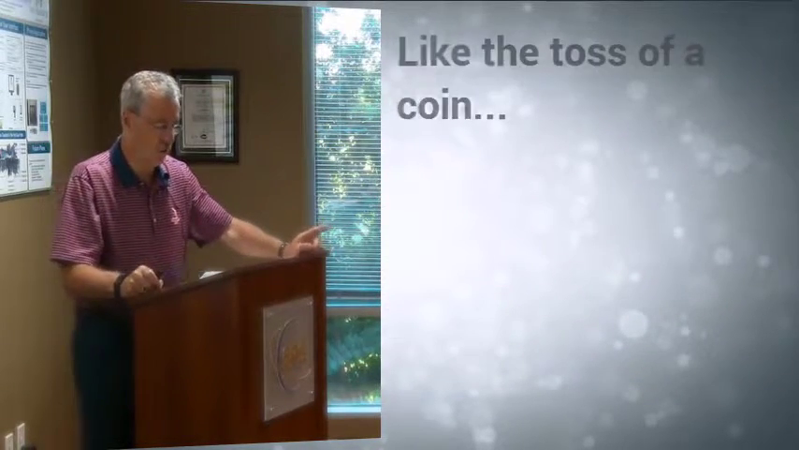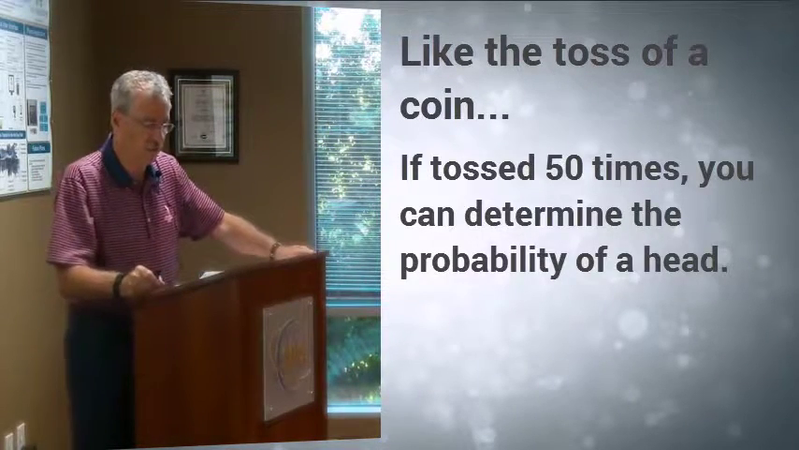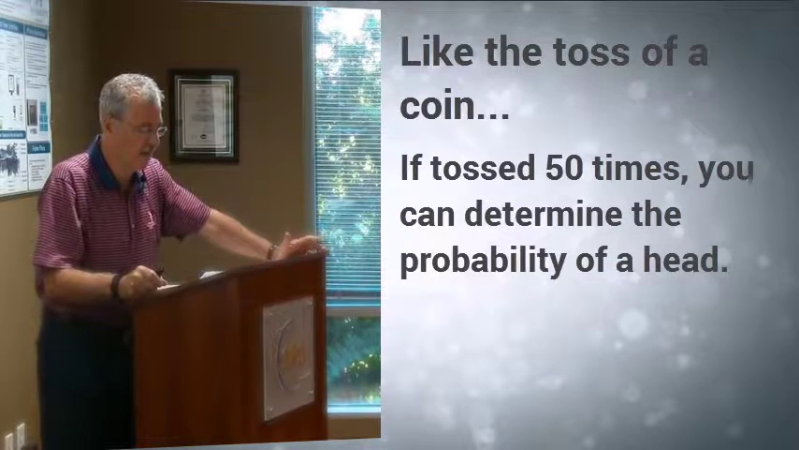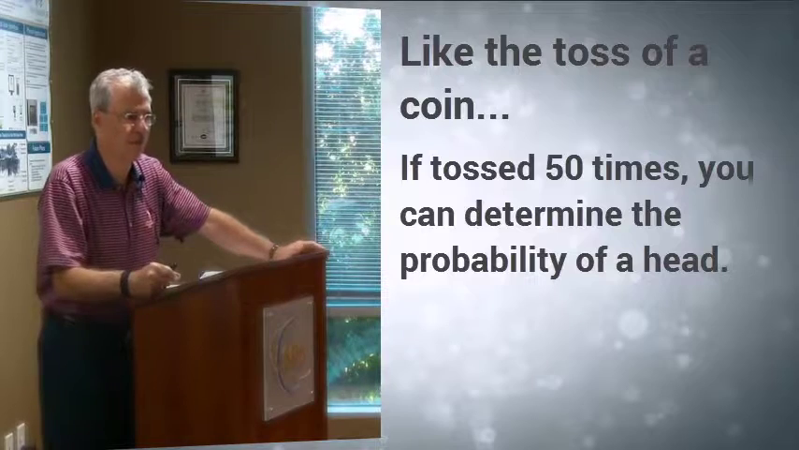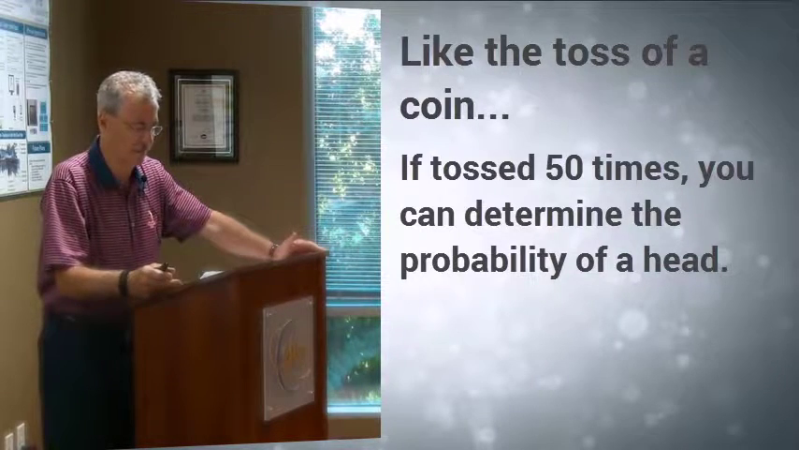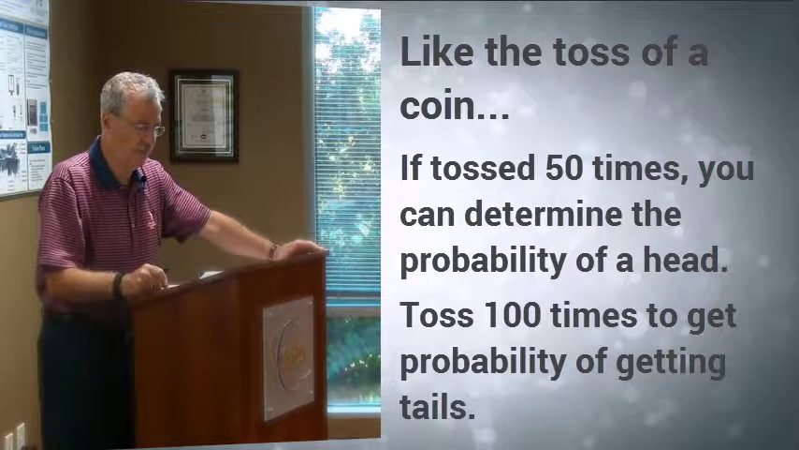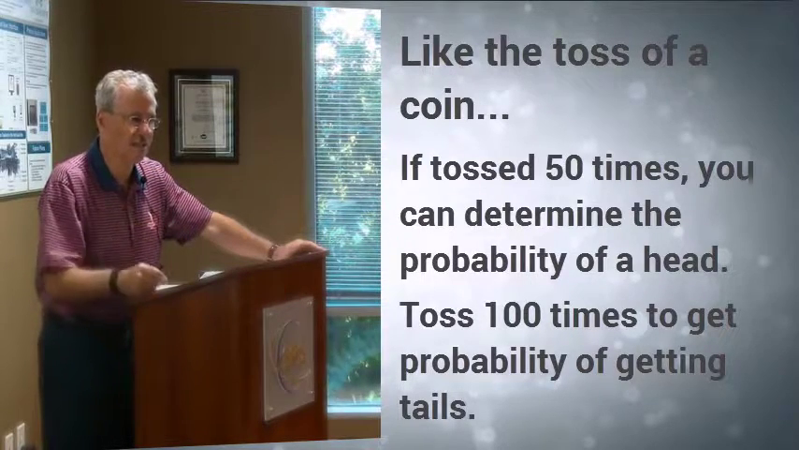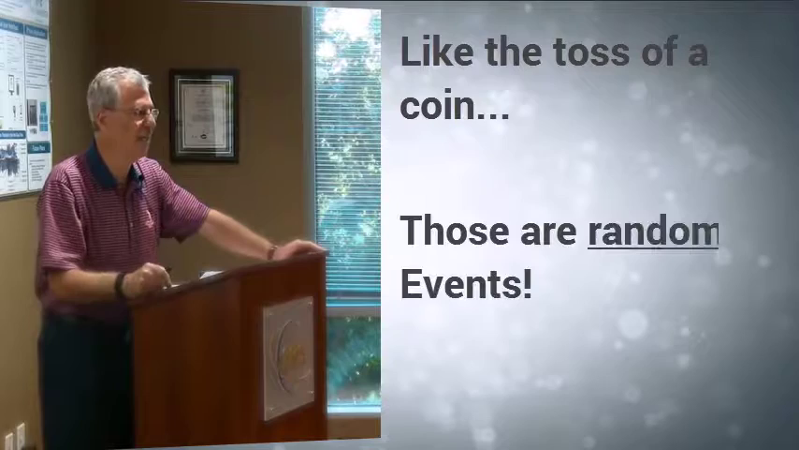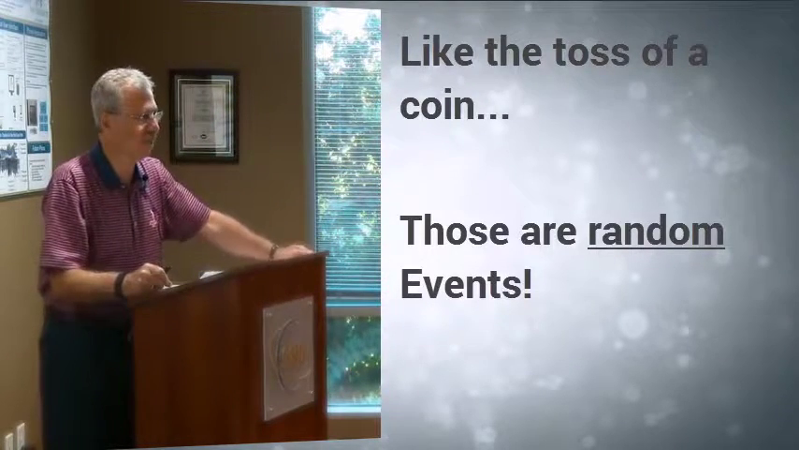Like the toss of a fair coin, if I toss the coin 50 times, I can determine the probability of a head by counting how many heads come up in 50 tosses. If 25 heads come up, the probability is 50%. If I toss the coin 100 times, I can do the same to see how many tails come up. I can determine the probability of a tail in those 100 tosses. Those are random events. The toss of a coin and the result is a random event.